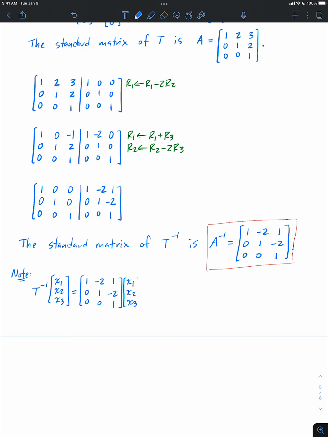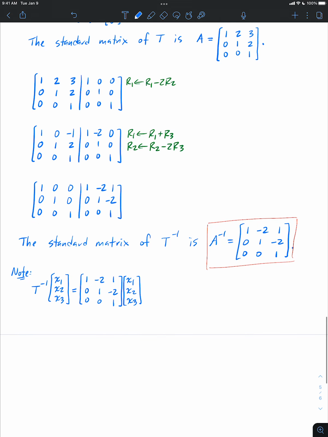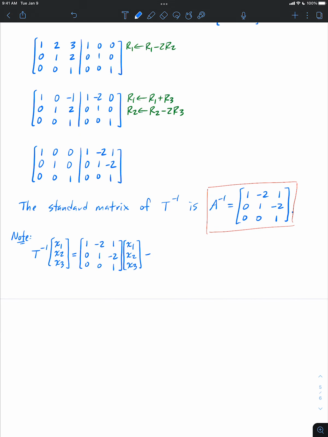That's the whole point of a standard matrix. And then if you actually carry out this matrix multiplication, it's a 3 by 3 and a 3 by 1 being multiplied. So the result is going to be a 3 by 1. The first coordinate is going to be x1 minus 2x2 plus x3. That's the first entry. The second coordinate is going to be x2 minus 2x3. And then the last coordinate is just going to be x3.